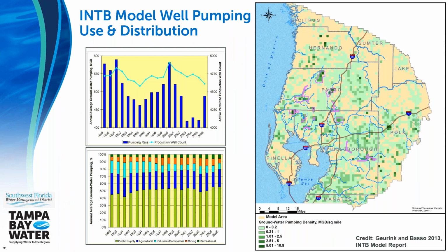Distribution of well pumping. We see here on the right-hand side that the darkest squares show the highest density of pumping: wellfields, public supply in the Hernando County area, and some irrigation areas for agriculture in South Hillsborough County. About 50% of the pumping from wells is used for potable supply. Another 25% is used for agriculture.